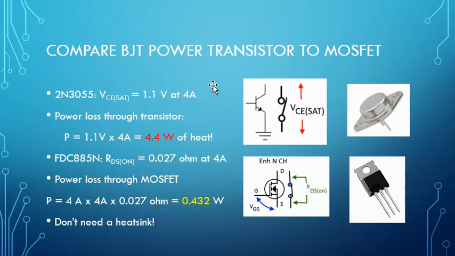Interesting with BJT transistors is that the more current, the larger VCE sat is going to be. Right? So if we calculate the power loss through this transistor, power is equal to voltage times current. We get 1.1 volts times 4 amps gives us 4.4 watts of heat that will be dissipated on this transistor. We need a heat sink on it.